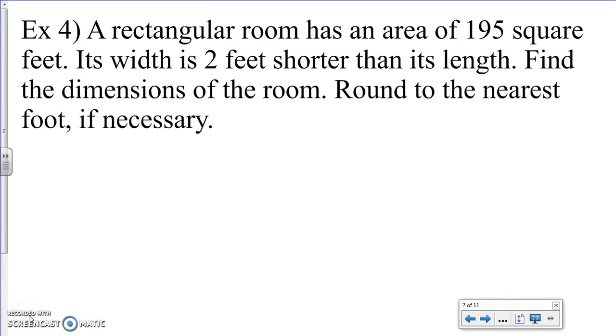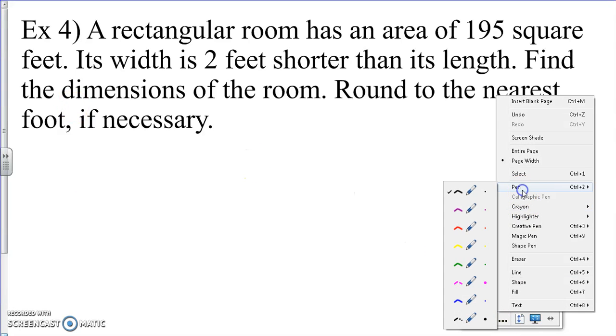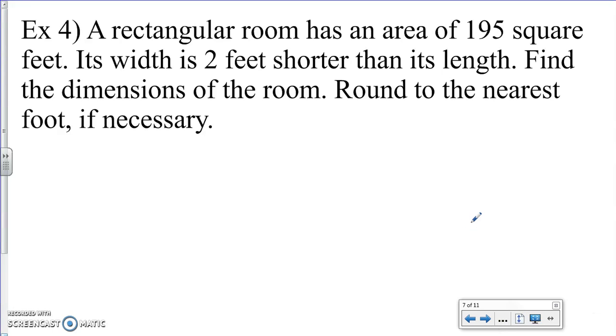We are going to continue solving applications of quadratic equations with example 4. In this example, a rectangular room has an area of 195 square feet. Its width is 2 feet shorter than its length. Find the dimensions of the room and round to the nearest foot if necessary.